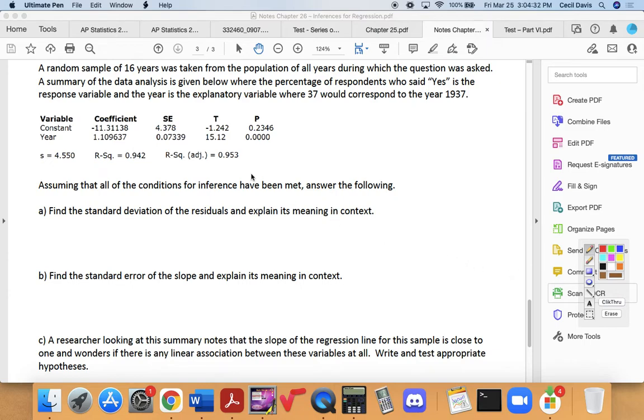Where did they give us that? 4.378. What are the units for that? Oh, no, sorry, that's the standard error in the intercept. 0.07339. The standard error of the residuals is the same as the standard error from our line. So it's 4.550.